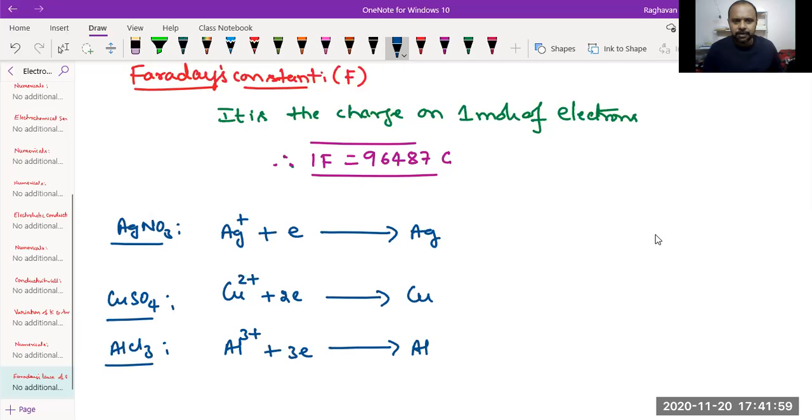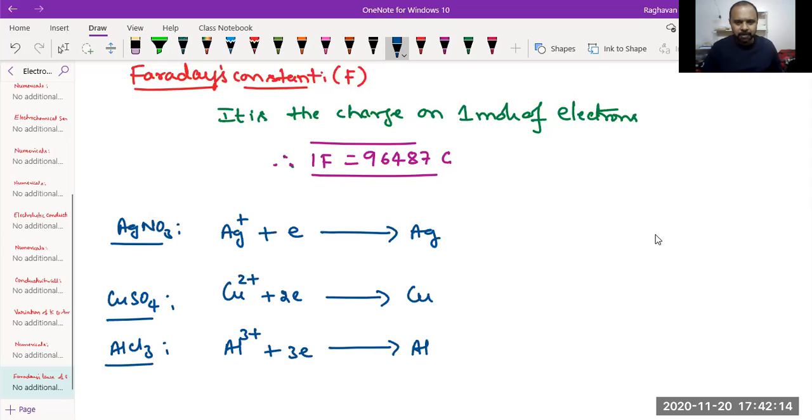What is the charge on 1 mole of electrons? We have done this some time back, no? Some 10th class. 1 Faraday. Just now we have done it. Why are you so silent? The charge on 1 mole of electrons is 1 Faraday.